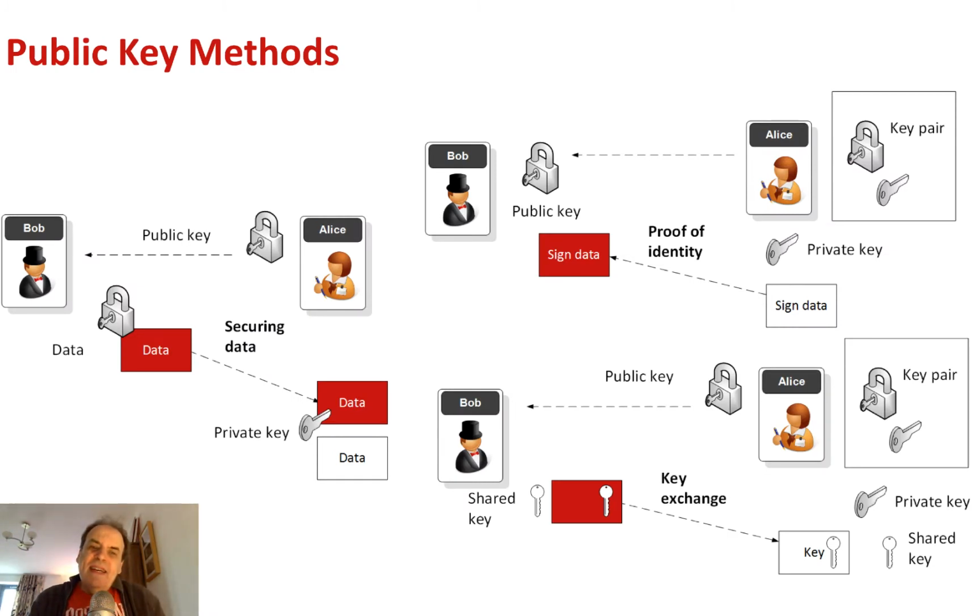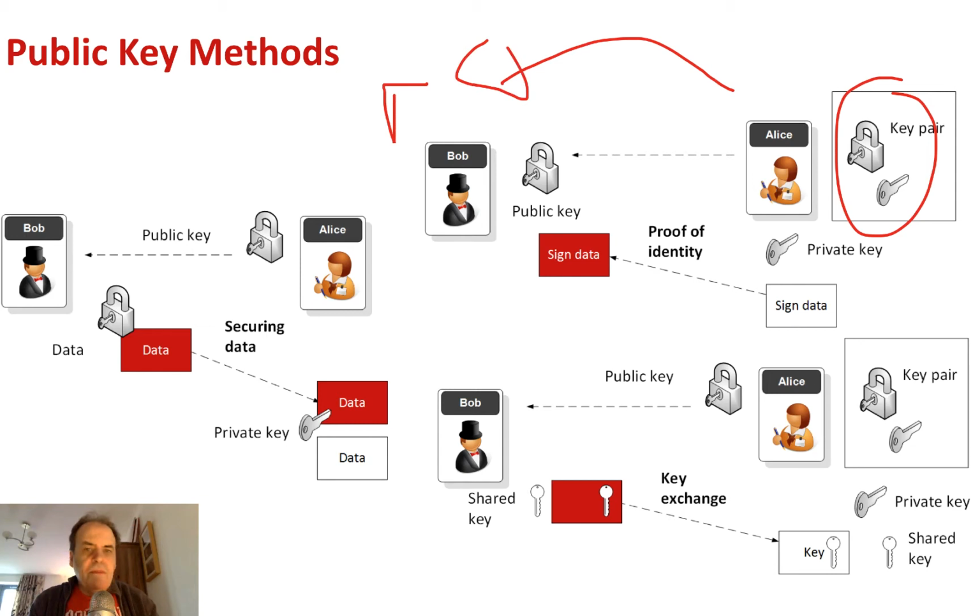Okay, so here is where public key is really used. The main application that we have is this one here, and that's in the proof of identity. With this we have a key pair, and Alice wants to prove her identity to Bob. So what she does is she takes some data and then takes her private key and then encrypts that data, or we would define that as a signing process. Then she sends that data over to Bob.